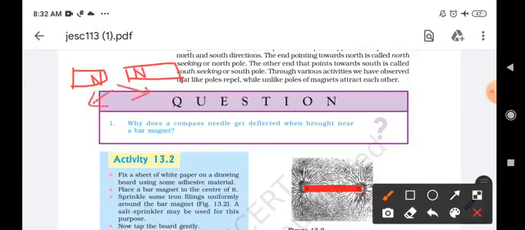But if out of the two, one is north and the other one is south, then what happens? They start attracting each other. So we can say here that like poles repel each other, while unlike poles attract each other.